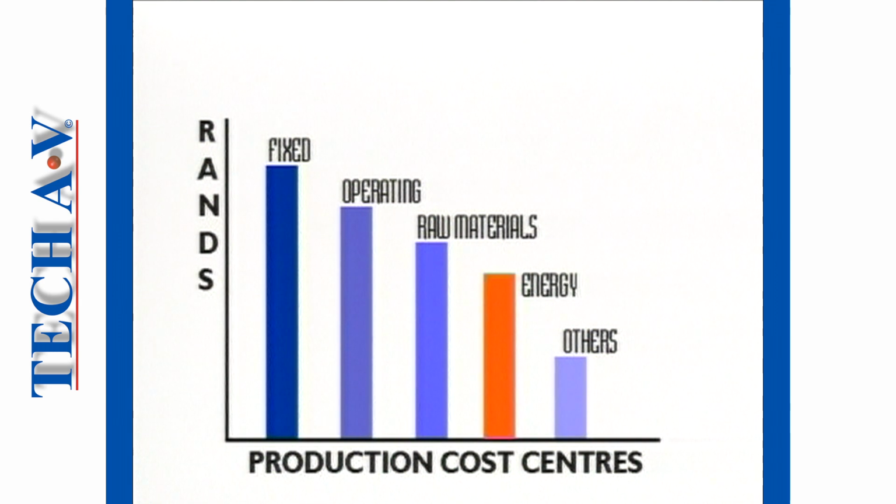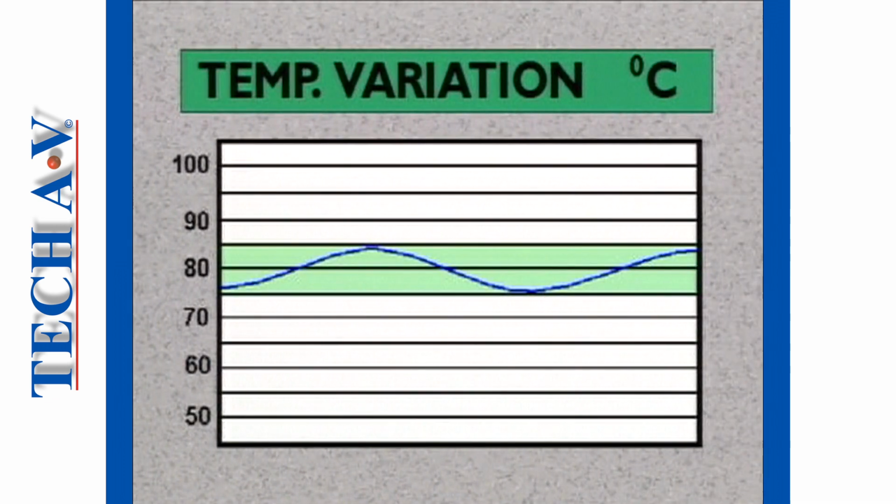Energy costs were an appreciable portion of the overall production costs, and the company next analyzed ways in which it could reduce the cost of producing steam. The engineers knew that the ideal temperature of the mixture should be 80 degrees centigrade to ensure proper blending of the ingredients, and as long as the temperature did not rise above 85 degrees centigrade or fall below 75 degrees centigrade, the product quality would be perfectly acceptable.